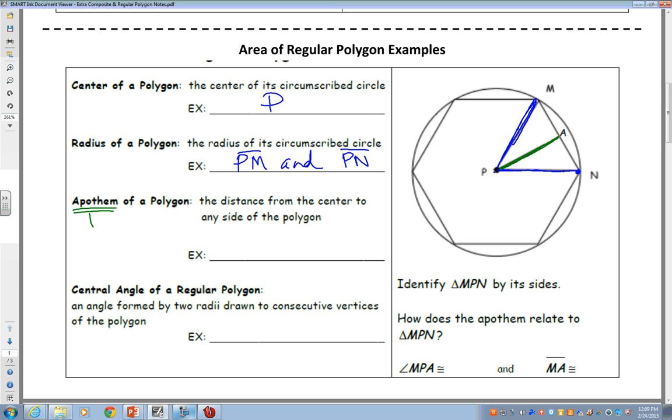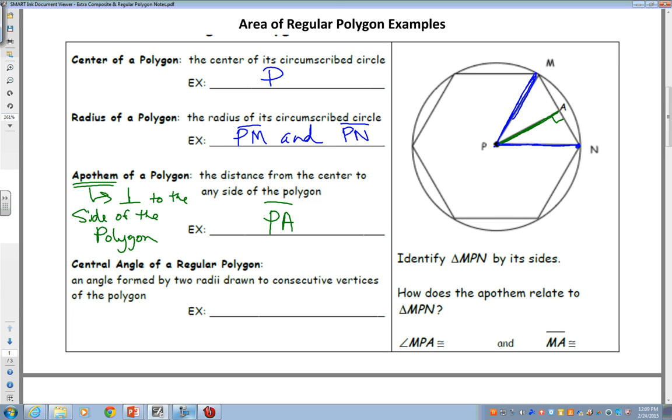Now, the other thing you need to add to your examples, as a side note: the apothem is perpendicular to the side of the polygon. The reason I'm saying this is that a lot of times the diagram doesn't denote that. They expect you to know it and use that relationship. Distance is always perpendicular, so you are expected to add the box that shows it is perpendicular. So PA was the apothem.